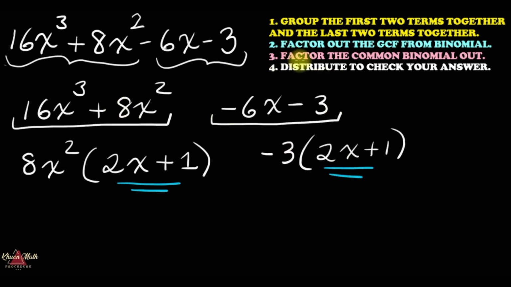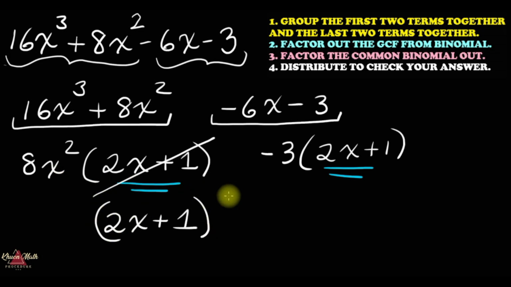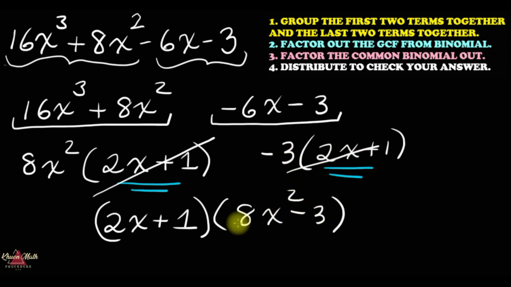Okay, so step 3 is to factor the common binomial out. So we're going to take out the common binomial. Your common binomial is the 2x plus 1. So when you take out 2x plus 1 here, you're left with 8x squared. Actually, we're going to put parentheses around that. And then when you take out 2x plus 1 here, you're left with negative 3. Okay, so this is your answer.